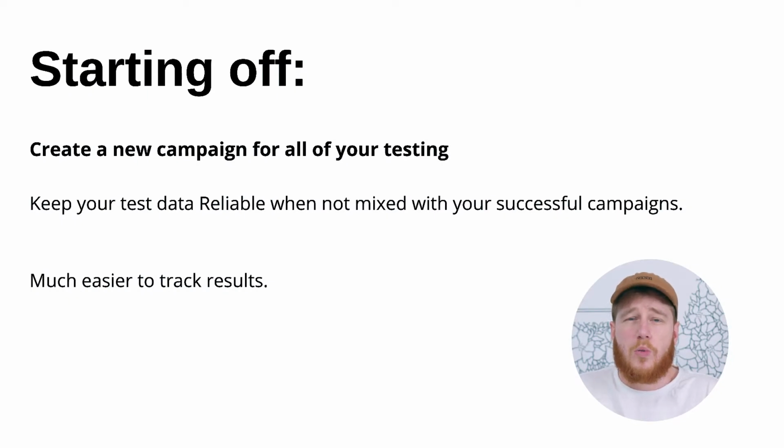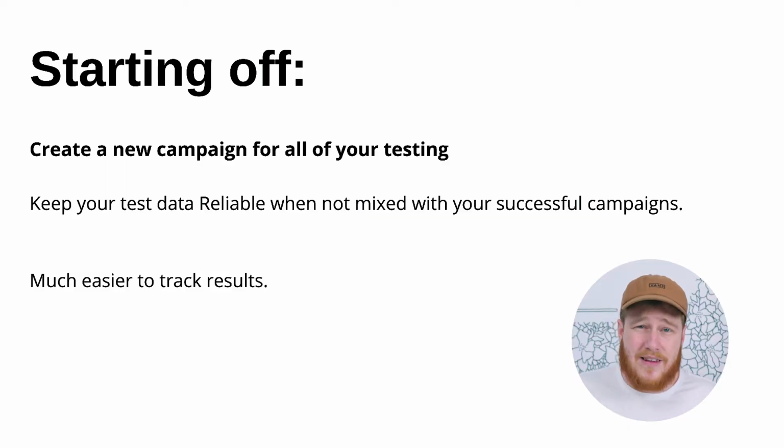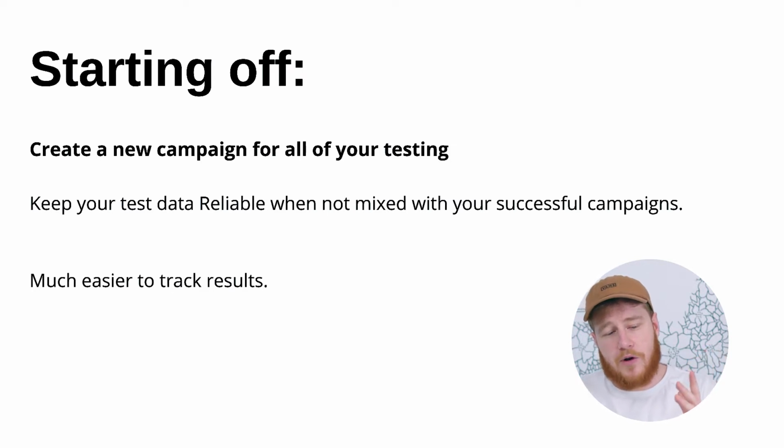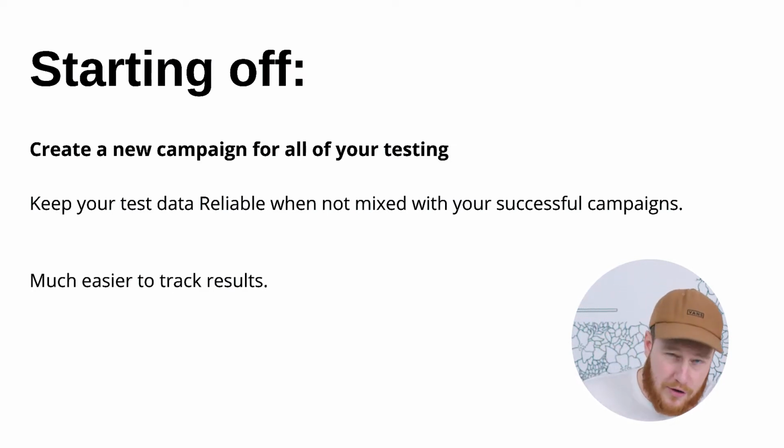So the first thing we need to do when we begin our testing is making sure that you're doing all your testing in a different campaign to your core campaign. The reason for this is we don't want to muck up our results in our core campaign because we're going to be testing. That means it's going to be a lot of different ads in there, a lot of different data going on. And the last thing we want to do is mess up those winners that we already have in our core campaign. Also, this allows us to keep our test data very reliable when we're looking at it and not mixing up your successful campaigns.